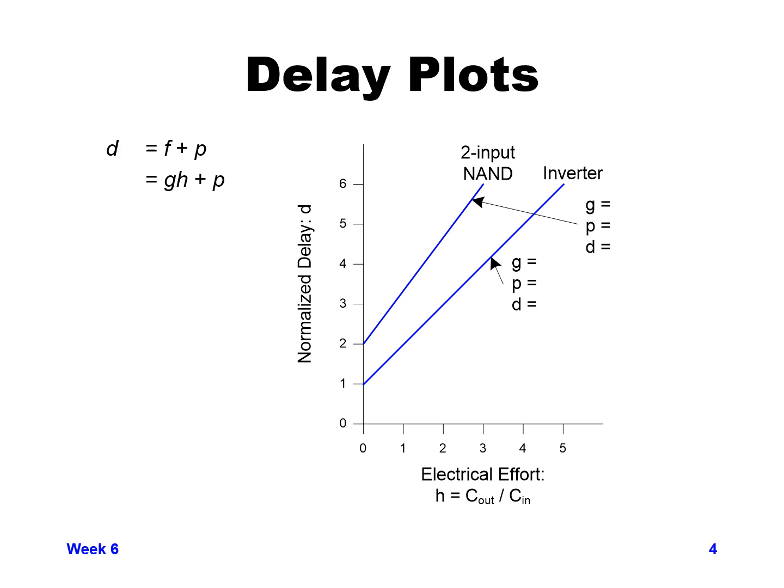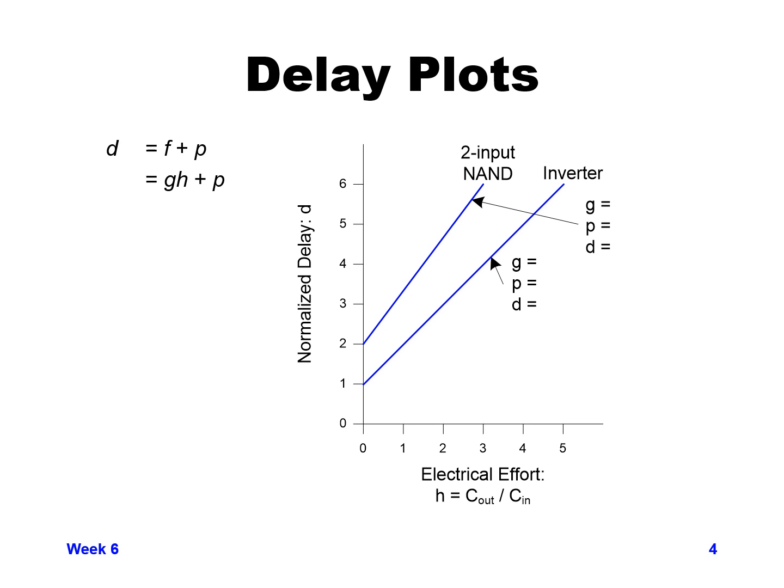Now that we know the definition of delay, let's look at a plot of the normalized delay for an inverter versus a 2-input NAND gate, and the normalized delay as a function of electrical effort. And again, electrical effort is basically fan out, so it's how much load a given gate is trying to drive. So here we have a comparison of an inverter versus a 2-input NAND gate.